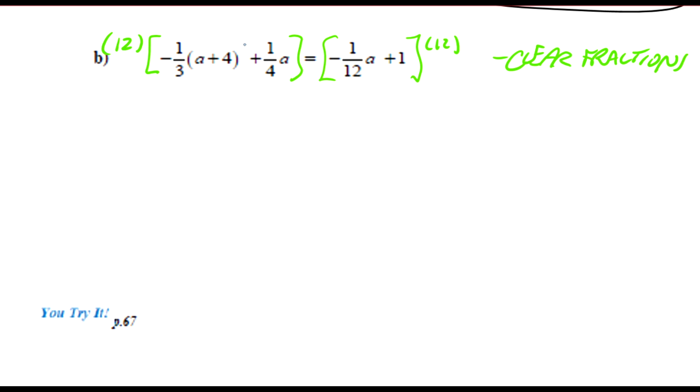So the first expression on the left has two terms. Because the first term, when I distribute, this is a factor, so I just need to multiply 12 times negative 1/3. The 3 is going to cancel with the 12, leaving a factor of 4. So you notice I have a factor of negative 4, and I have this factor of a plus 4.